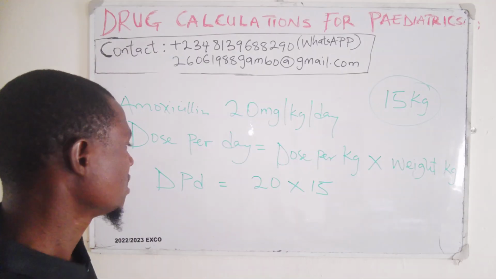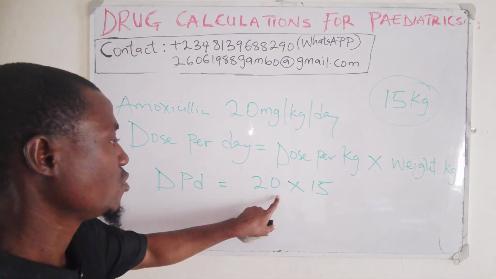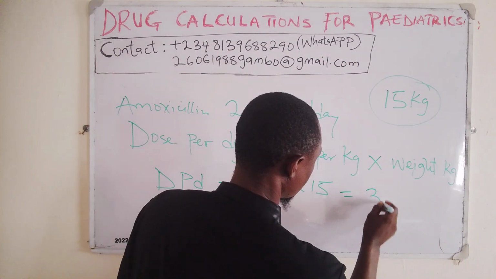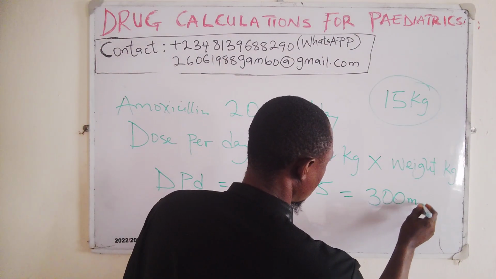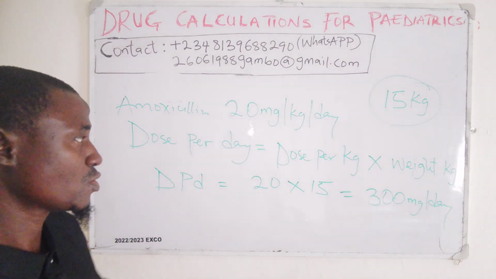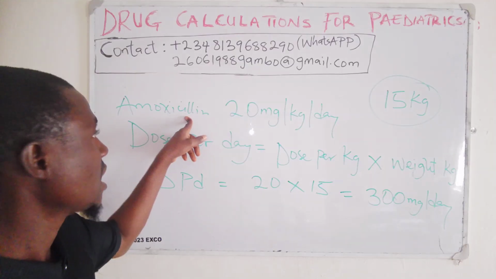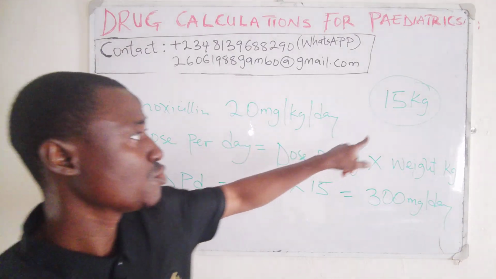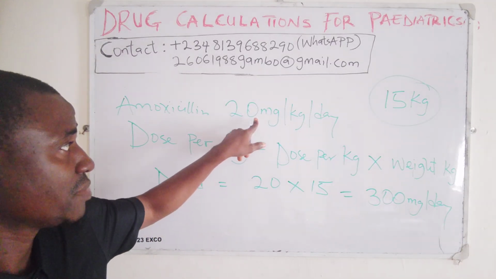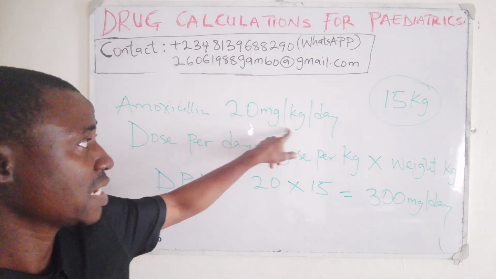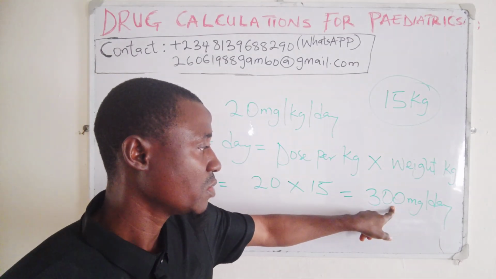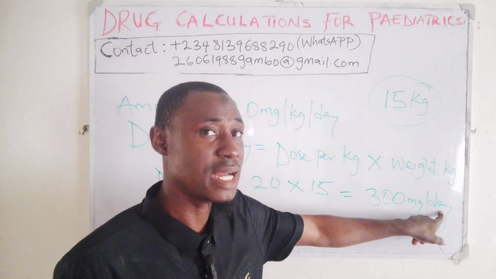So that means my dose per day is now going to be 20 multiplied by 15. This will give me 300 milligrams per what? Per day. So the dose of amoxicillin I'm going to administer to a child whose weight is 15 kg, and the drug was prescribed at 20 milligrams per kg per day, is 300 milligrams per day to this child.